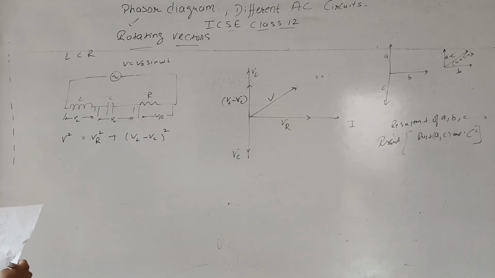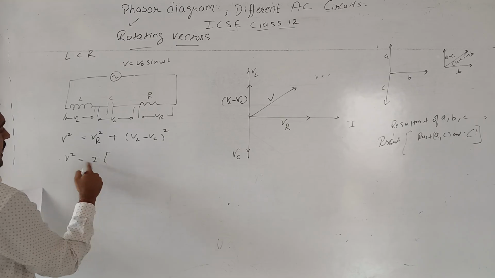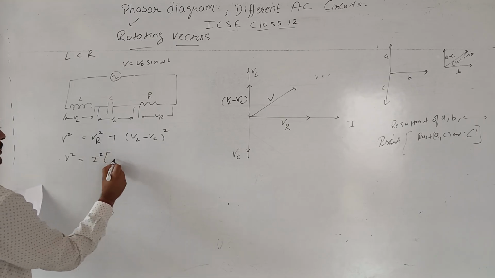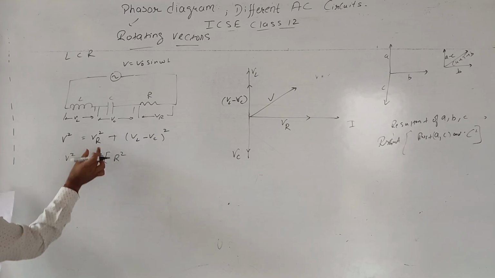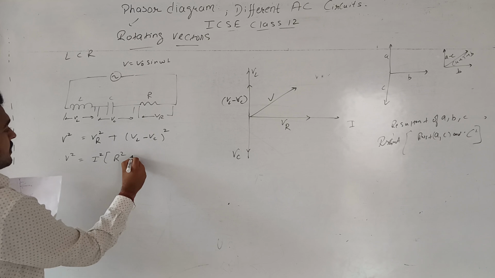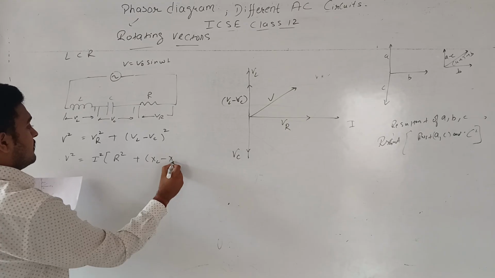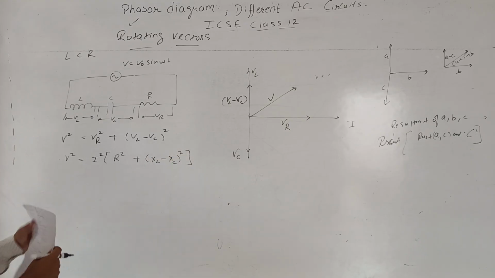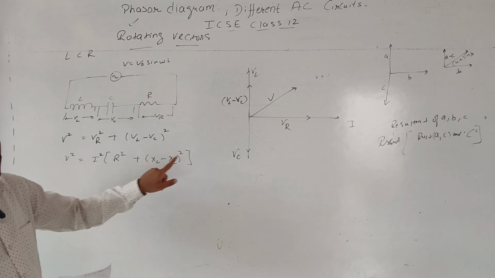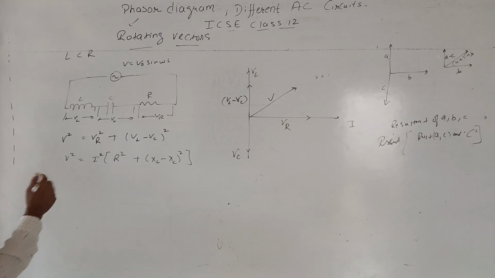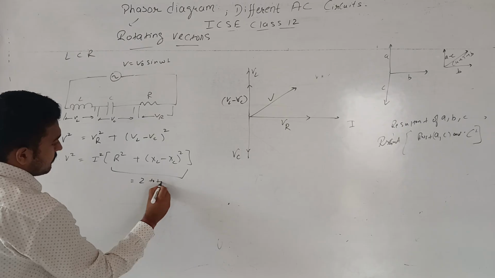So we have V square is equal to I square R square, which is VR square, plus I square into (XL minus XC) squared. We are taking I square common. Now V is equal to I into the square root of R square plus (XL minus XC) squared. This whole quantity is the total impedance.